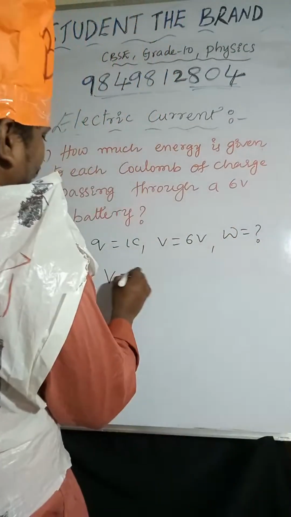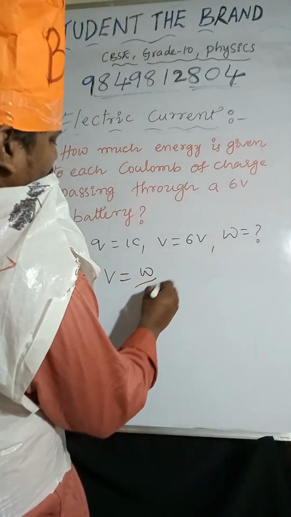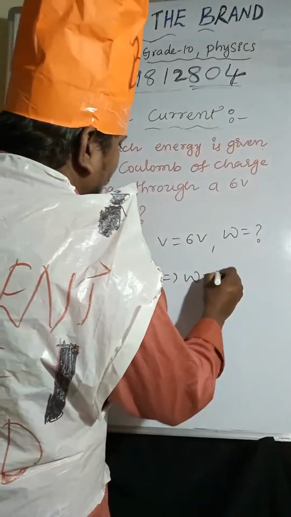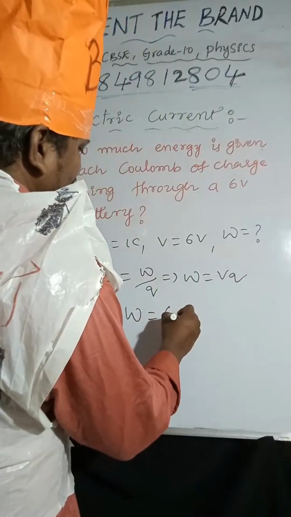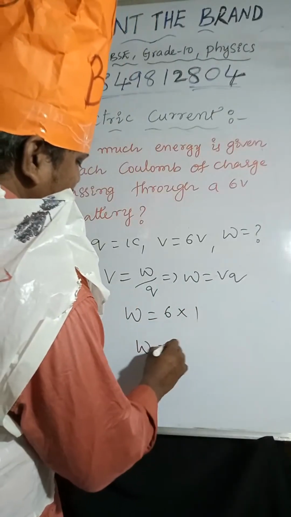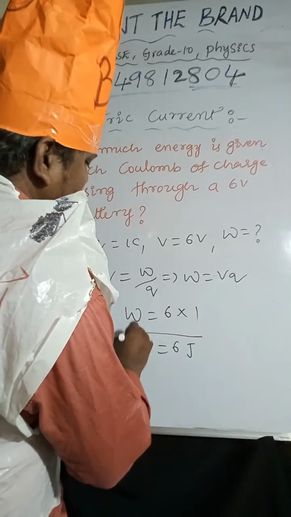So V equal to W by Q. W equal to V into Q. So W equal to V how much? 6. Charge how much? So 6 joules. So this is the answer.